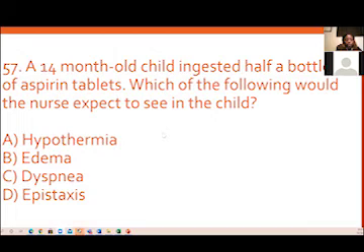So let's look at this question. A 14-month-old child ingests half a bottle of aspirin tablets. Which of the following would the nurse expect to see in this child? Hypothermia, edema, dyspnea, or epistaxis? What do you guys think?